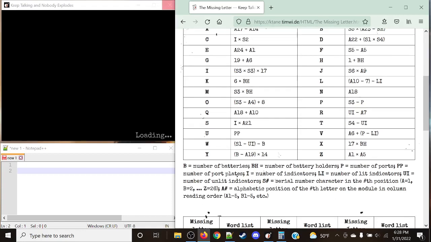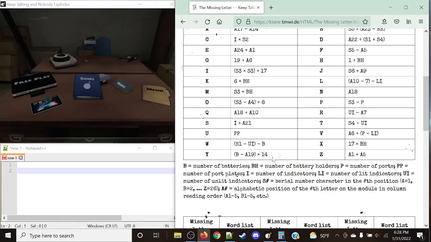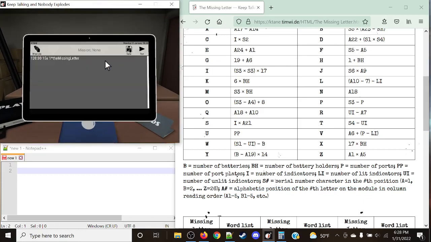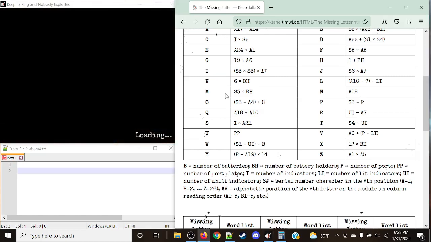But probably the most important part is making sure that you understand the alphabetic position and how the actual read is given in column reading order, because it's essentially the A column, then the B column, then the C column, and so on and so forth. That's the one catch with this module. It's not your normal reading order, that's for sure. So let's take a look at one last example.